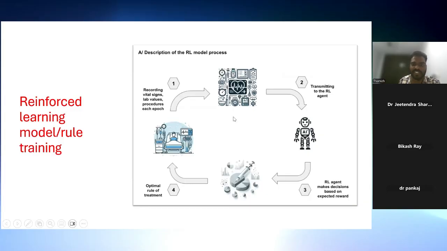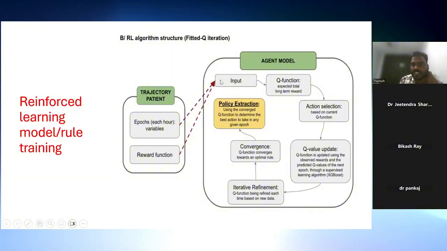So this is what they have mentioned in their article in the supplement. So basically, the state of the environment can be assessed with the vitals, lab values, and the procedures. With that, it is transmitted to the reinforcement learning agent, and this agent makes decisions. Based on the state of the model and the next reward, it makes an apt decision that forms an optimal rule for treatment, and this cycle goes on. So this is what an agent model does.